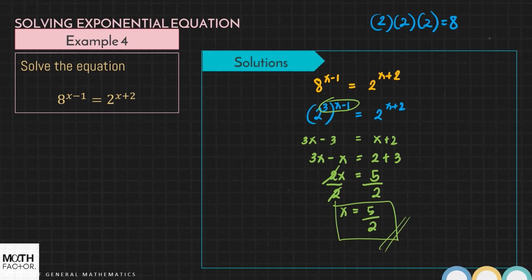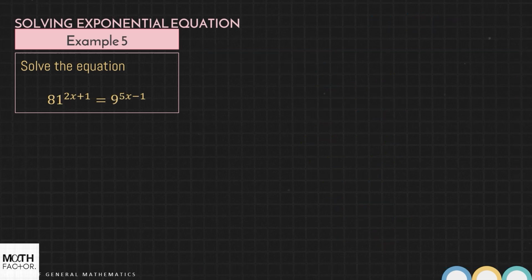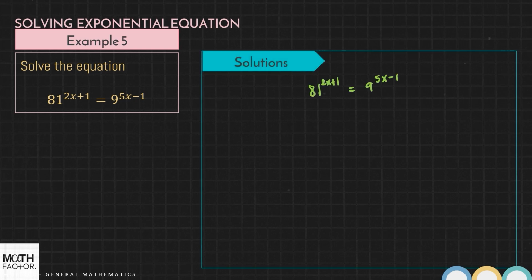And for our final example, let's have this. 81 raised to 2x plus 1 is equal to 9 raised to 5x minus 1. So let us write this 81 as 9 raised to 2. That is equal to 81, right? So copy the exponent, 2x plus 1. For this side, just copy. Next, since we have same bases, we can now equate the exponents.